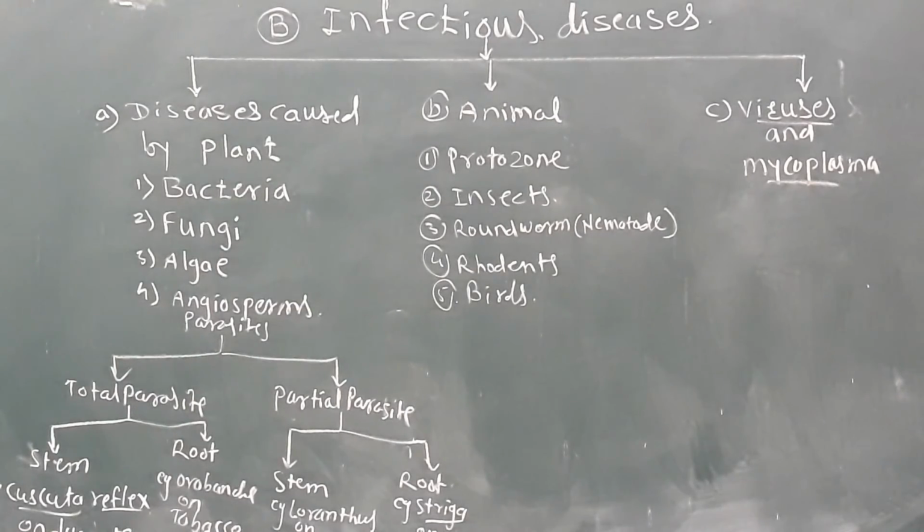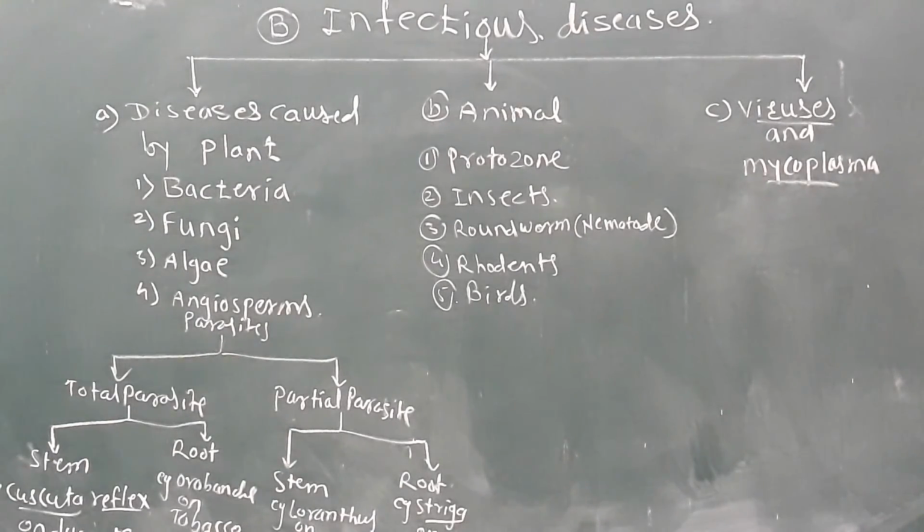They can be transmitted by insects, seed, propagules, cuttings as well as grafting. Examples of this are yellow vein mosaic of bhendi, and TMV, that is tobacco mosaic virus. These are examples of viral diseases.